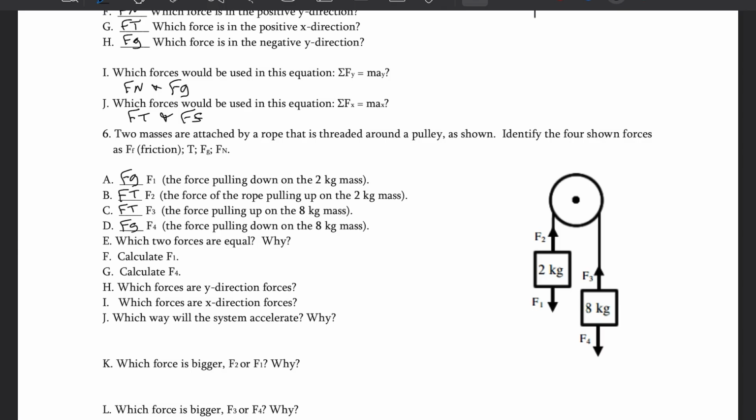Which two forces are equal? F2 and F3. You have a single rope. It's not interrupted by any mass. So one rope, one tension.